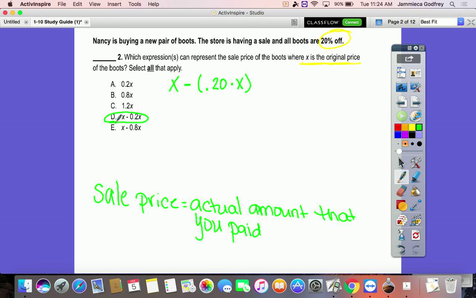The other thing that you can do is ask yourself, well, how much are you actually paying? If they're going to deduct 20% and we start off with 100%, 100% is all of it. Well, they're going to do 20% off. That will only leave us with 80% of that original cost to be paid. So you can also say 80% of that original balance, which is B. So B and D are your answers for that one.